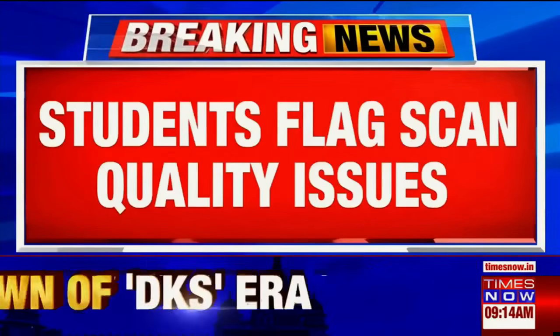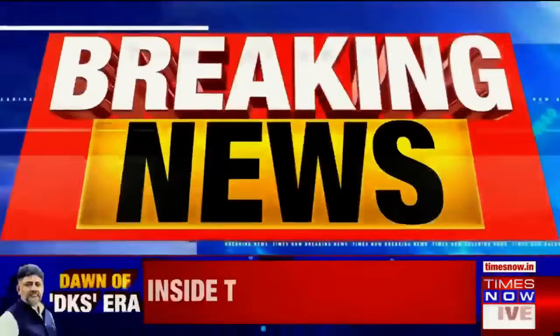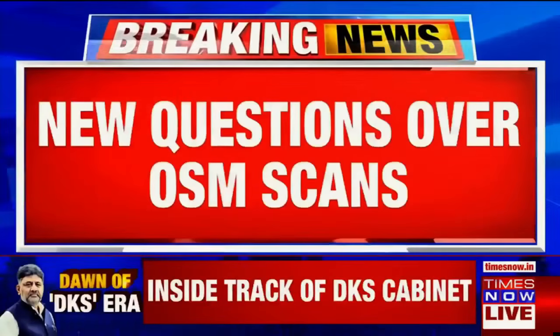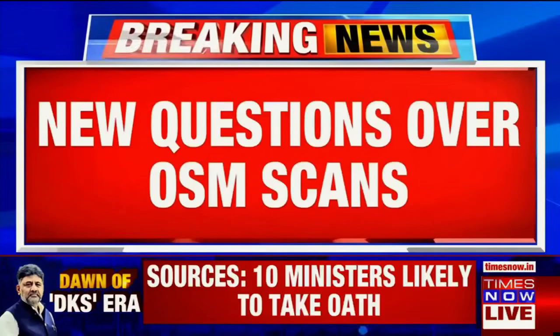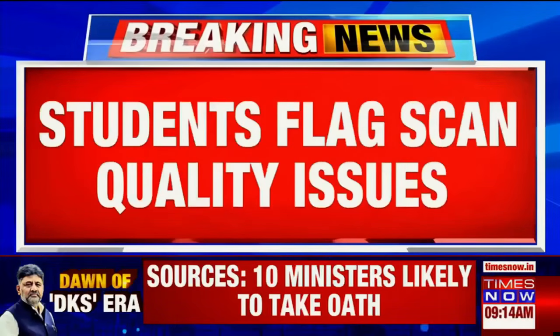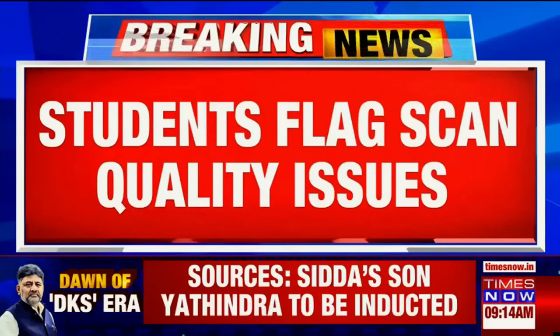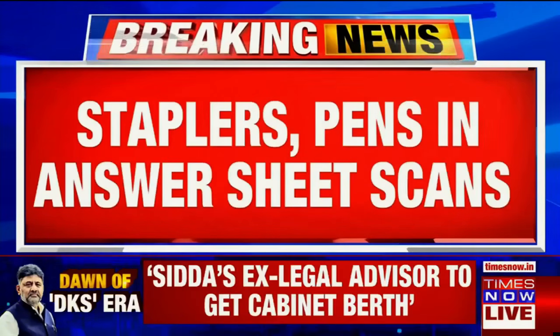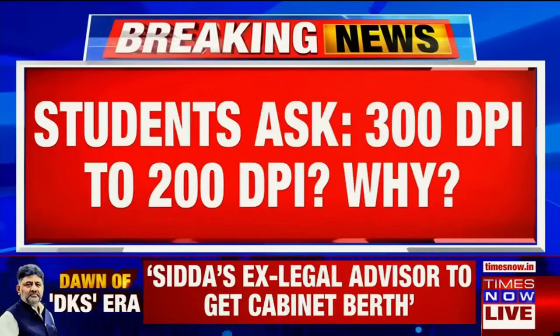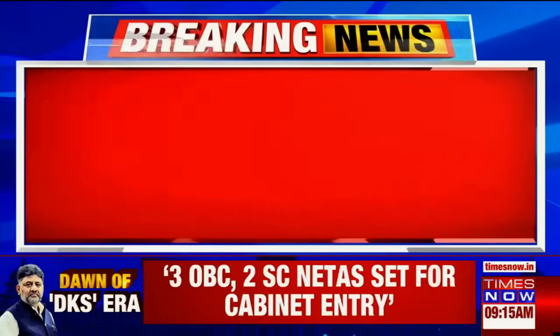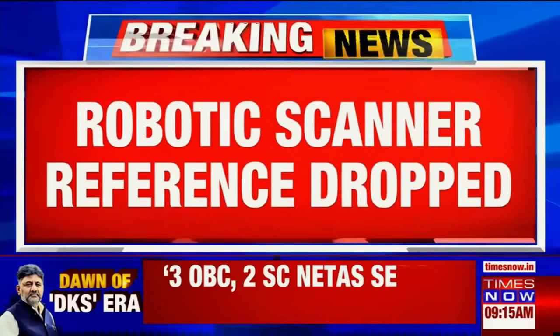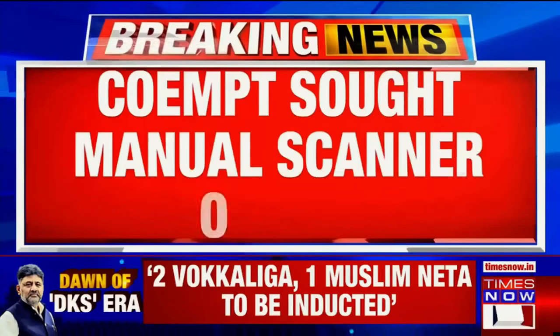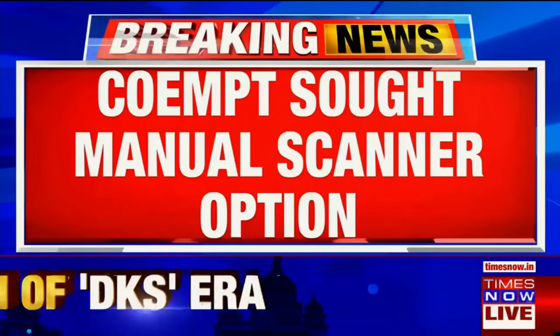Now, these scans allegedly show objects such as staplers, pens, keyboard wires, and other desk items appearing along the edges of the answer sheets. So the questions now being asked are simple but serious. What type of scanning system was used? Was the process consistent with the specifications originally envisaged by the CBSE? And did the requirements change along the way?